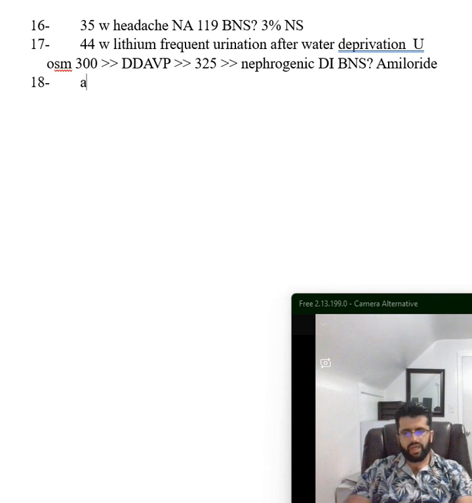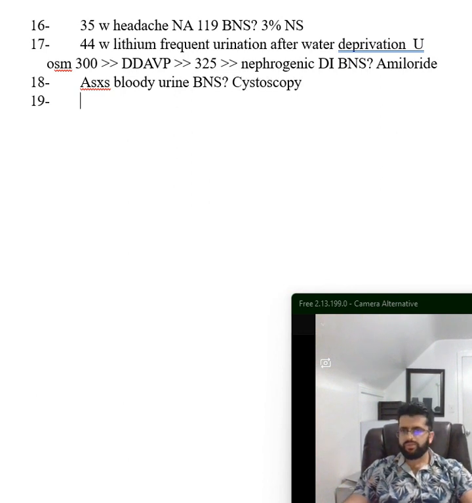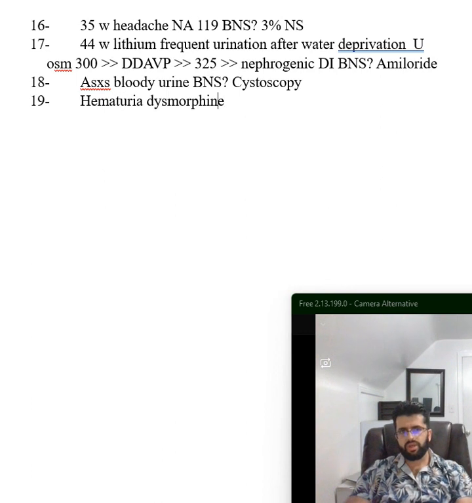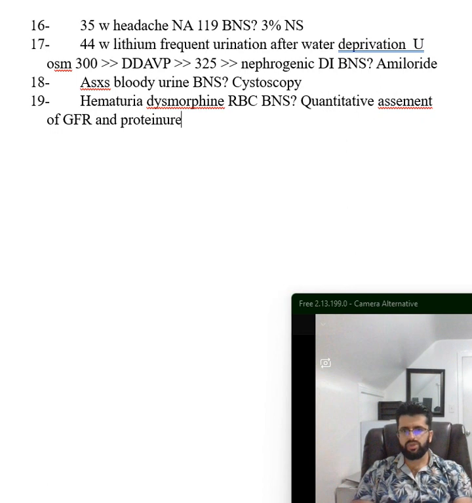Now this one, asymptomatic blood in the urine, the best next step is cystoscopy. It's important, you gotta do that. Now someone who has dysmorphic hematuria and dysmorphic red blood cells, so what do you do? Hematuria and dysmorphic RBCs, what's the best next step? This one you do quantitative assessment of GFR and proteinuria, okay.